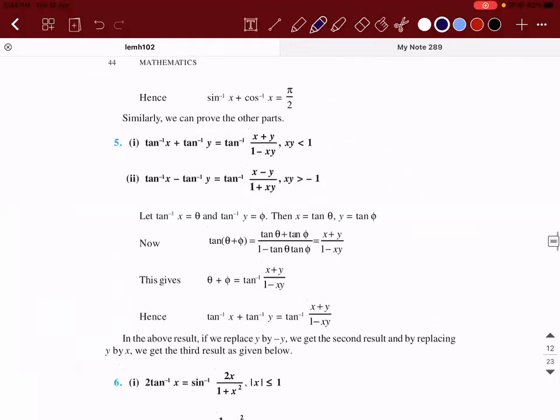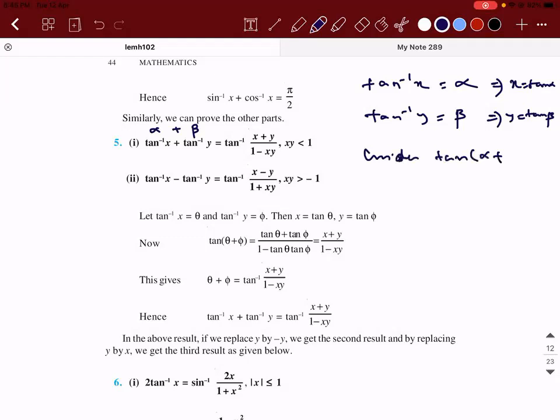Next, the fifth one is tan inverse x plus tan inverse y is equal to tan inverse of x plus y divided by 1 minus xy. How to prove this? See, observe. If I take tan inverse x as alpha and tan inverse y as beta, can I say x is equal to tan alpha and y is equal to tan beta? So tan inverse x plus tan inverse y is alpha plus beta. Correct?